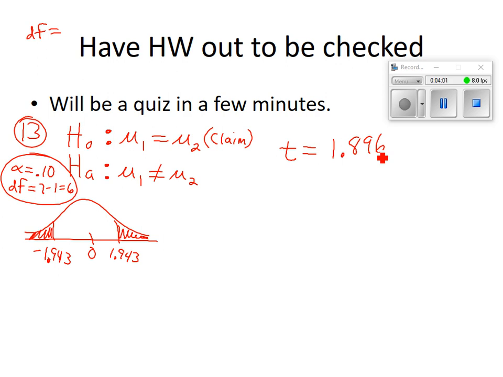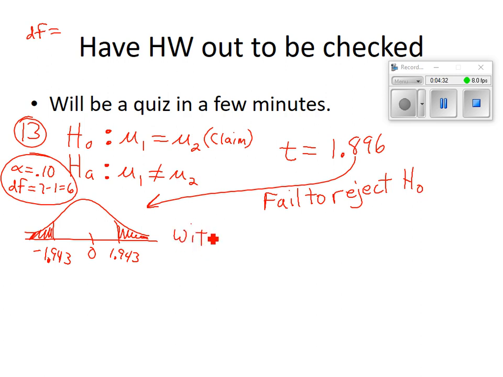Is that what we got then, 1.896? Yes? What do we do with that? See where it falls. White or shaded? White, so what's that tell us? It's right here. We fail to reject the HO. Next thing is to write out our interpretation.